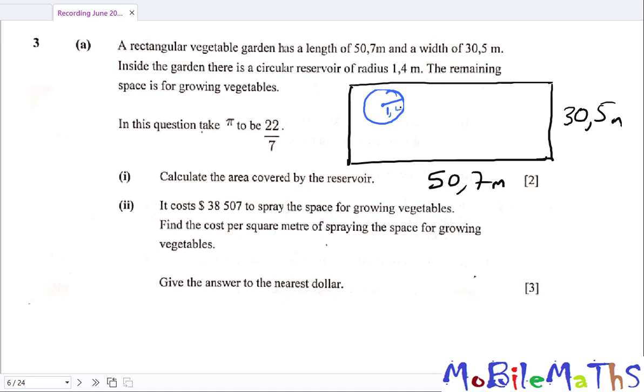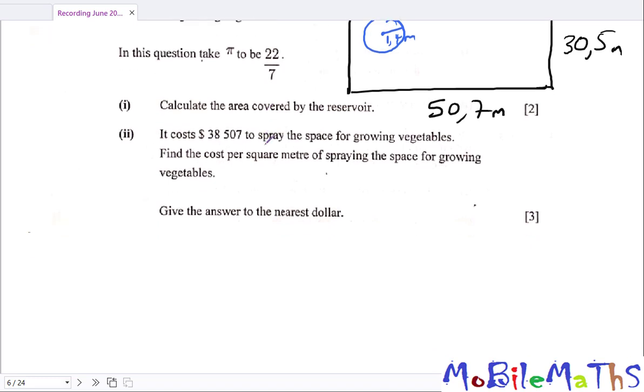So this is my 1.4 meters here inside. The remaining space is for growing vegetables. So all this other area, they are growing vegetables, except where we have our reservoir. Then they gave us, take pi to be 22/7. That is important. The first question is saying calculate the area covered by the reservoir.